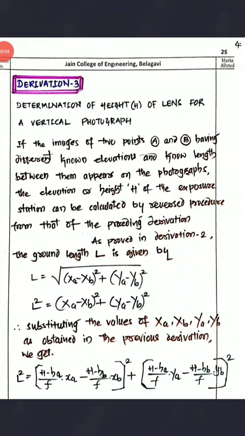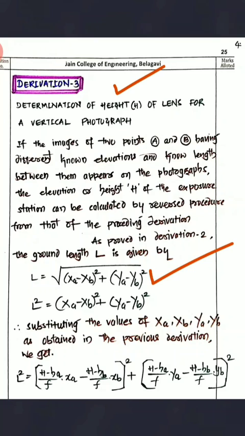Today we are going to derive the third derivation, and here we are going to derive the height H based on the ground coordinates, that is capital XA, capital XB, capital YA and capital YB. We know that we used these terms in the last derivation and we derived the equation to determine the length between A and B, that equals the square root of (XA minus XB) square plus (YA minus YB) square.